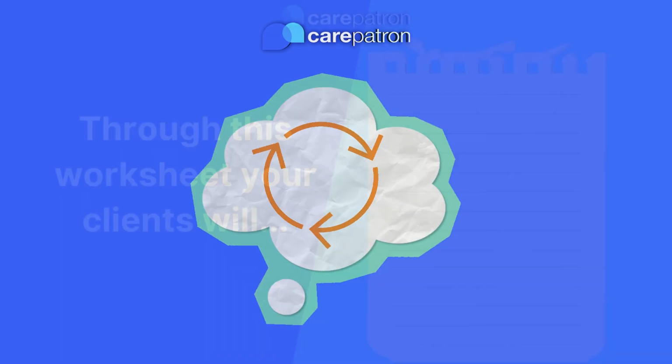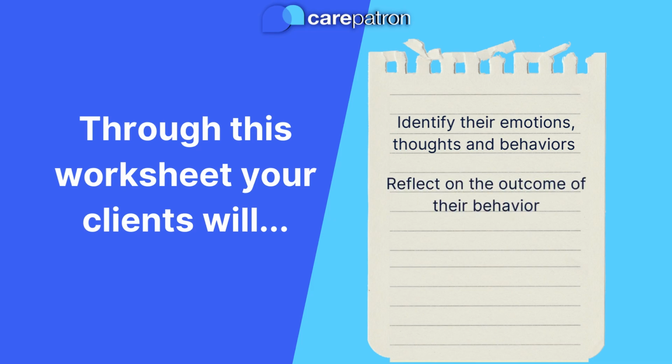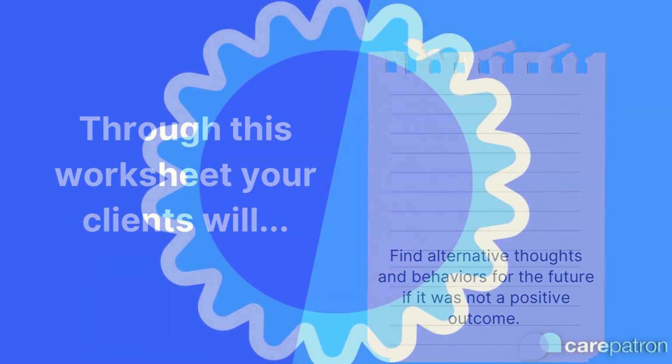This Emotions Worksheet is based on the principle that our emotions, behaviours, and thoughts are all interconnected. By completing this worksheet, your client will identify their emotions and the thoughts and behaviour they engaged in as a result of this feeling. They will then reflect on the outcome of their behaviour and brainstorm alternative thoughts and behaviours for the future if this was not a positive outcome.